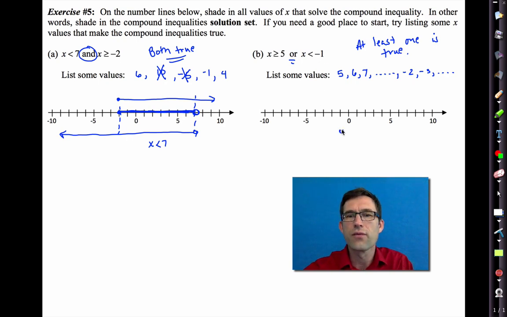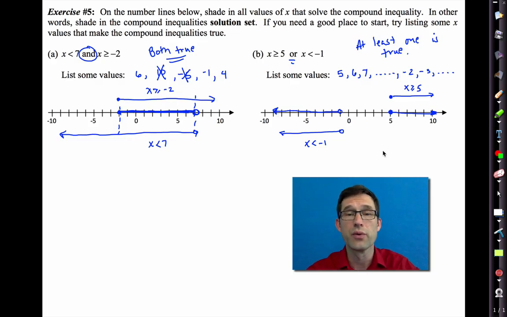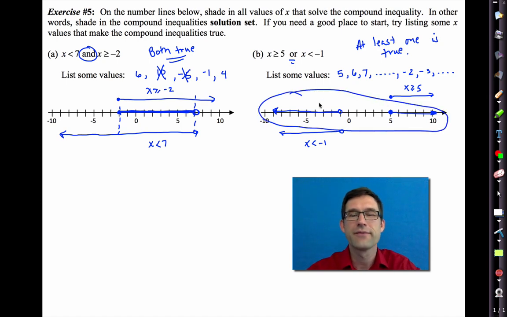In fact, what does less than negative 1 look like? It looks like this, right? This is my x is less than negative 1. Here's my x is greater than or equal to 5. So we're not looking for the overlap. I don't want where both of them will be true. I actually just want where either one of them is true. There are no values of x that make both of them true in this case. Okay, so this is actually my final graph.